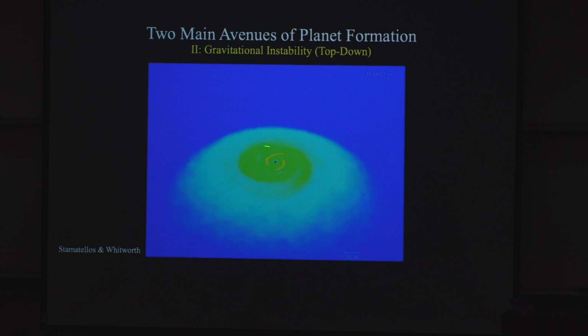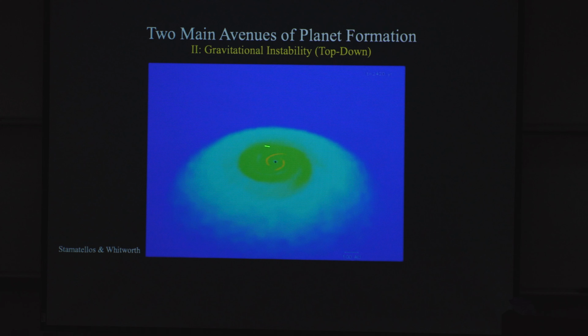The second idea is called gravitational instability, and this one is a top-down process. So if a protoplanetary disk is massive enough, then the self-gravity in the disk could work and collapse part of the disk itself to form self-bound objects.